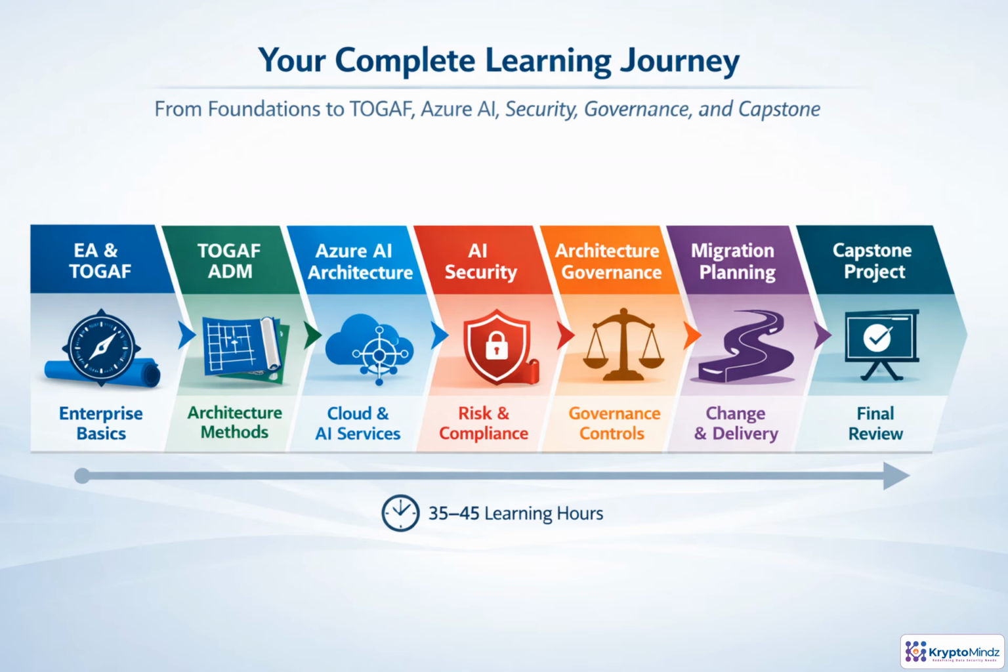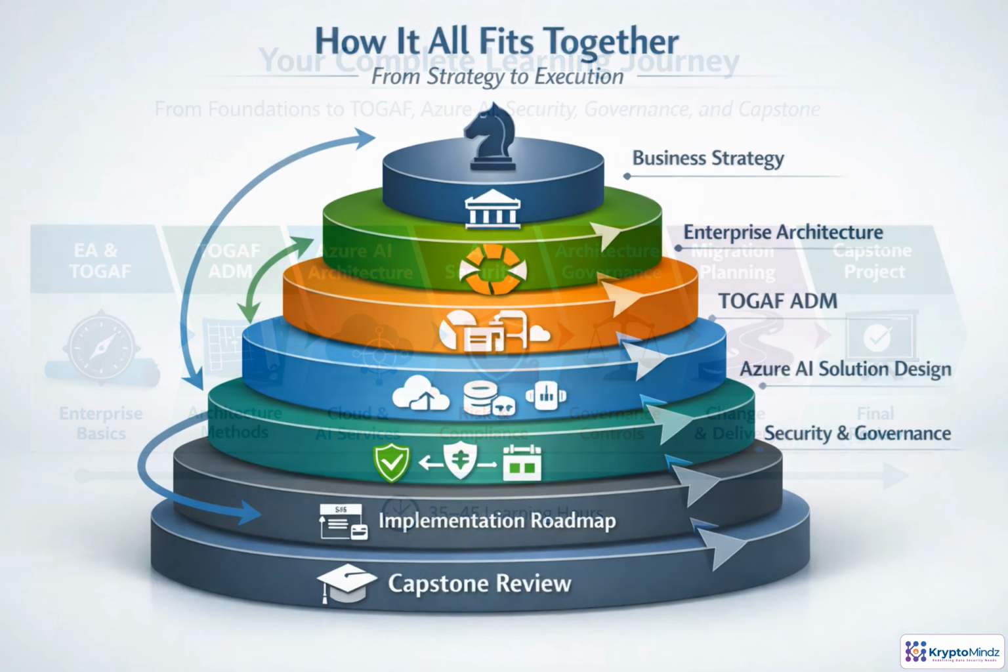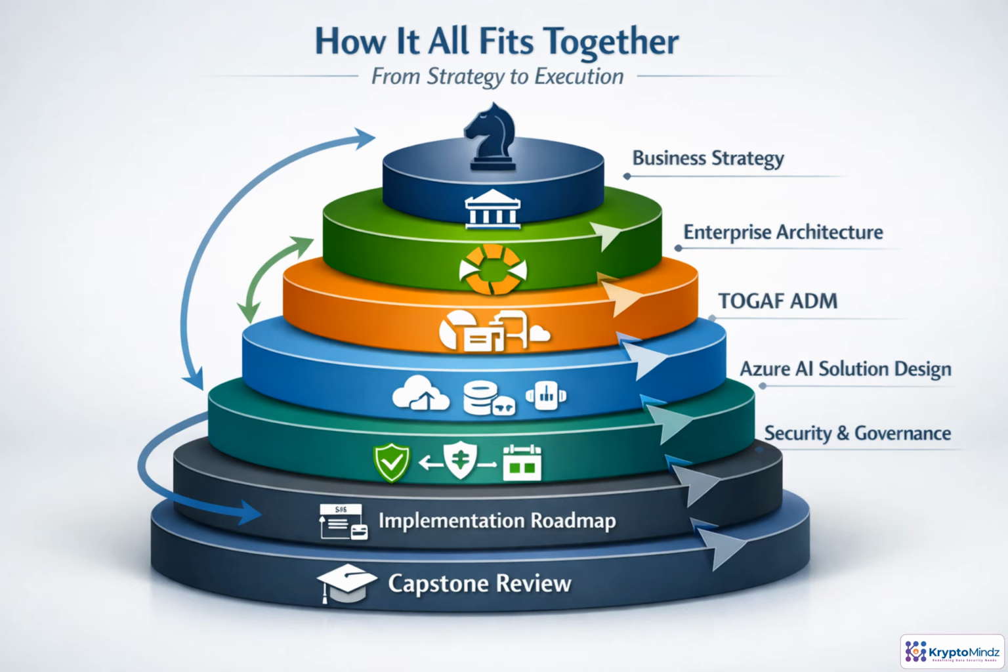Expect about 35 to 45 focused learning hours depending on how deeply you practice the scenarios and project work. Think of the course as a path from strategy to defensible delivery. We begin with the architecture mindset, why enterprise architecture exists, and how TOGAF brings structure to complex change. From there, we move through the ADM, turning vision into target architectures and implementation plans. Then we apply the method to Azure AI, including cloud foundations, data, applications, integration, security, and governance.